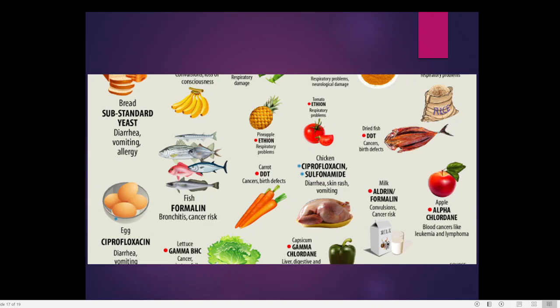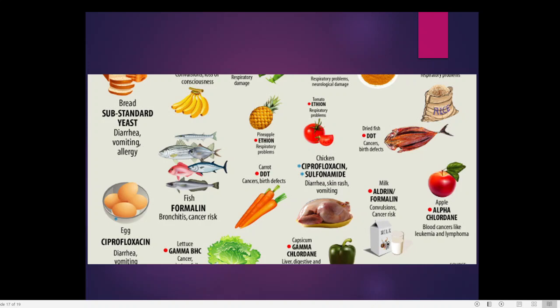Then capsicum, you can see gamma chlordane. Gamma chlordane is a substance added to capsicum, the chili capsicum. Then chicken, you can see many antibiotics. Sometimes manufacturers give the ad that their chicken is free of antibiotics. So these are the antibiotics which people are using: ciprofloxacin and sulfonamide. The problem with the antibiotics is that they can cause diarrhea, sometimes vomiting, and skin rashes.